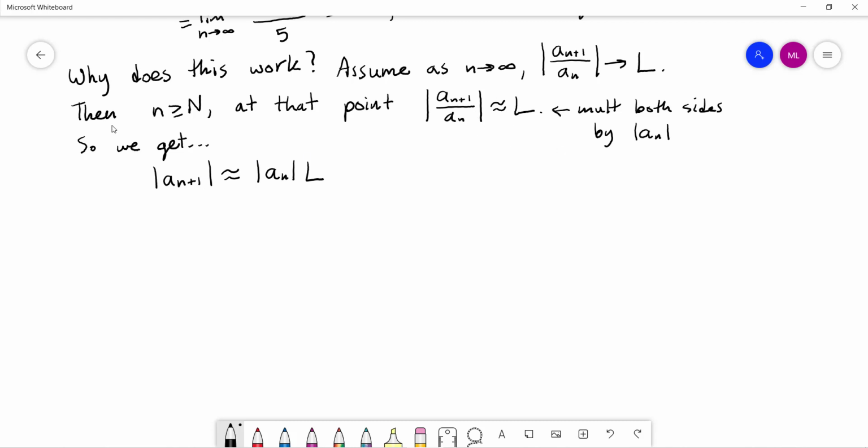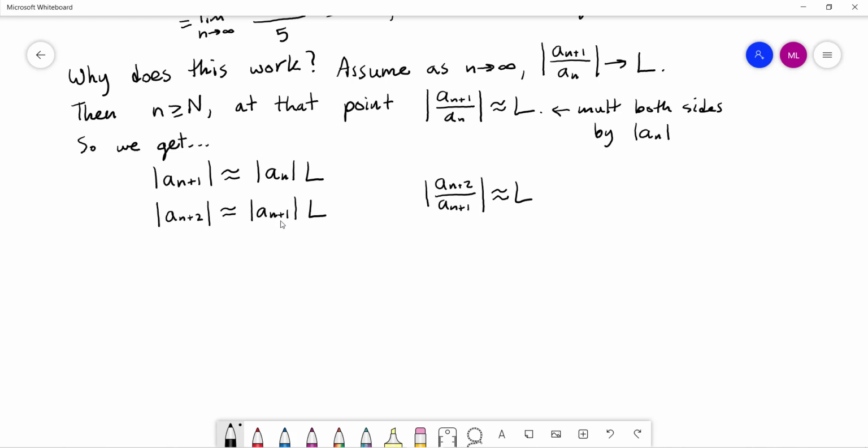But if we were close to having converged after n was equal to capital N, what if we go a little bit further than that? Let's go to a sub n plus 2. So let's say a sub n plus 2 over a sub n plus 1. What is that ratio going to be? Well, if the previous ratio was close to L, and we've gone even further into the series, and we're eventually approaching L, we should still be very close to L. And what this is going to give me, doing the same arithmetic, is that the absolute value of a n plus 2 is going to be about a n plus 1 times L.